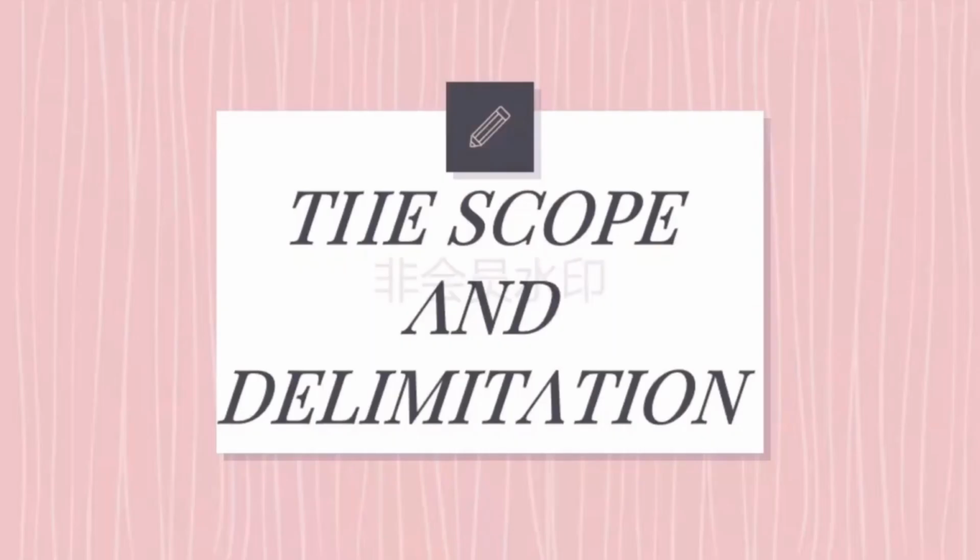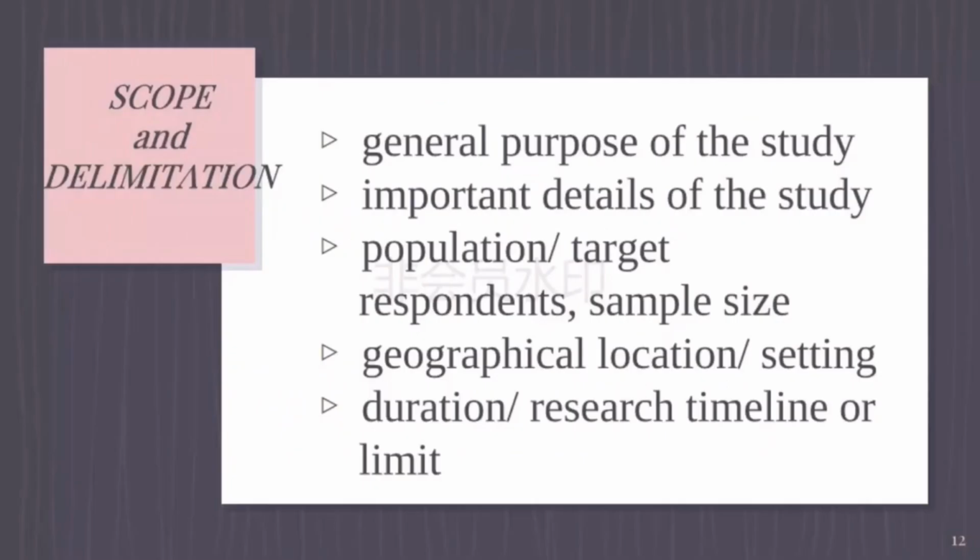So, punta na tayo sa pinakamahalaga, yung ilalaman mo o ilalagay mo sa scope and delimitation. So, ito yung mga pwede mong ilagay, yung general purpose ng study mo, yung important details nito. Tapos, ito, napakahalaga, yung population, yung target respondents, ilan sila, yung sample size. And then, mention about the geographical location, saan mo ba i-conduct yung research study mo or taga-saan yung mga respondents mo. So, mention about the setting.